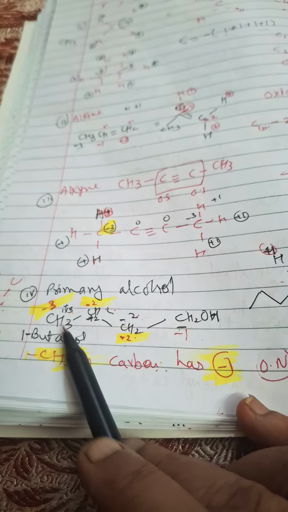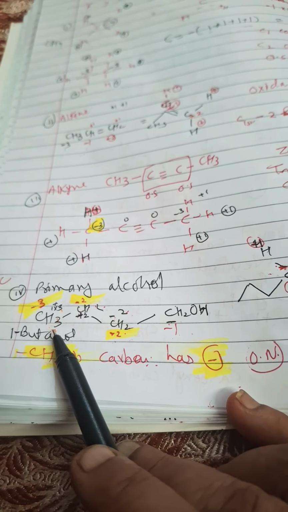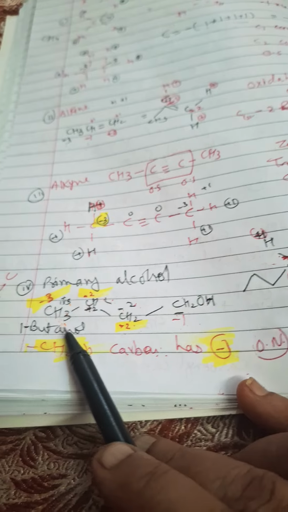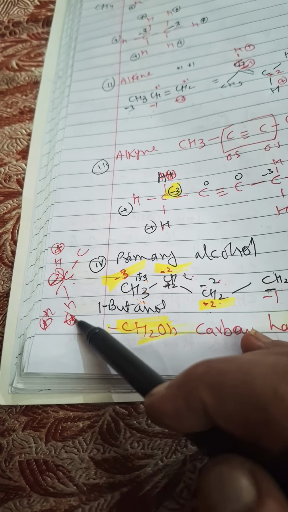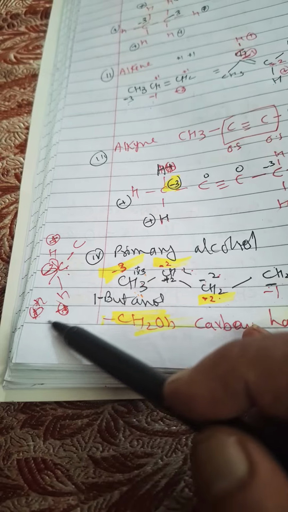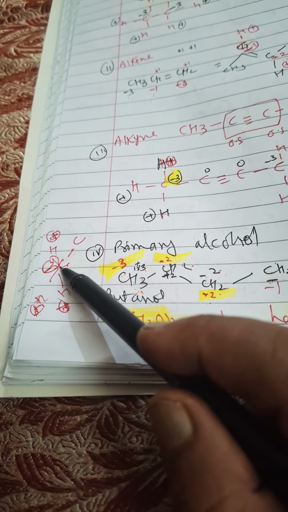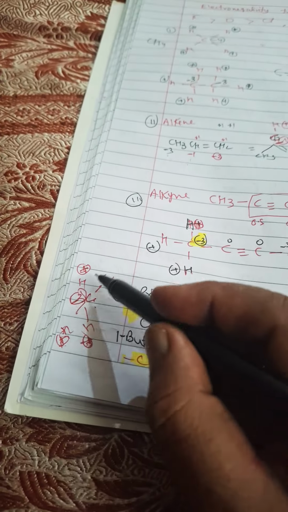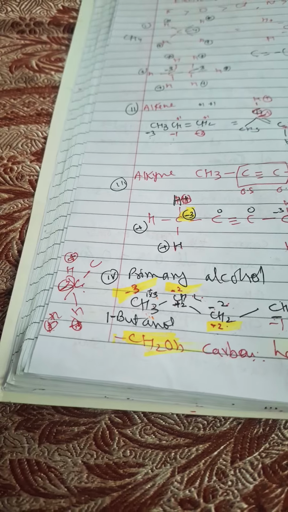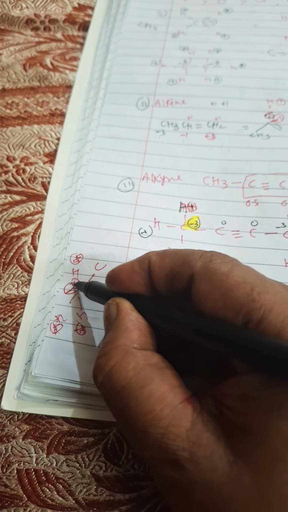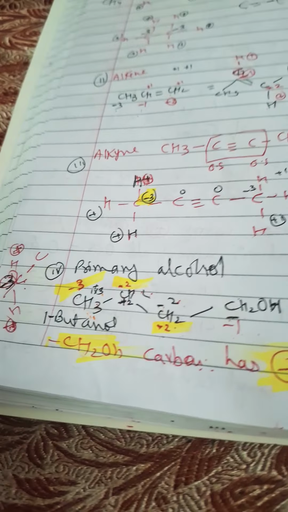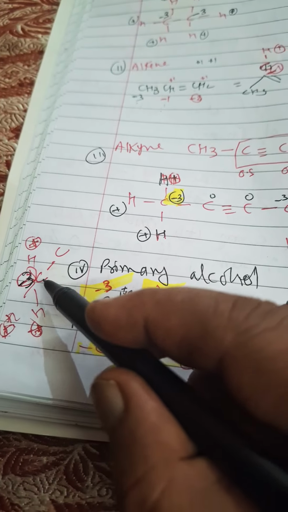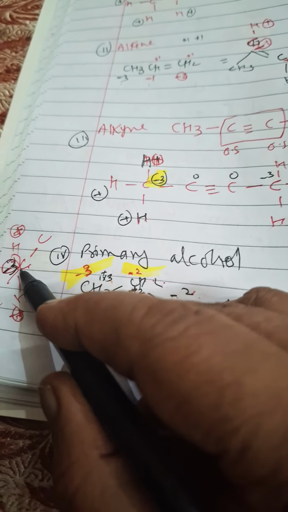Here this carbon is surrounded by 3 hydrogen atoms. All these 3 hydrogen atoms are positively charged. See here, one positive, and this is also positive. So there is a 3 positive charge around this carbon. So this carbon has a 3 negative charge to nullify the charges, because the molecule is neutral. So 3 positive are surrounding this carbon, so there is a 3 negative charge on this carbon.